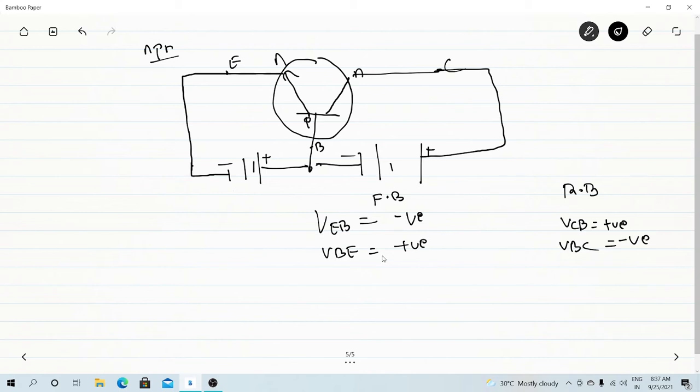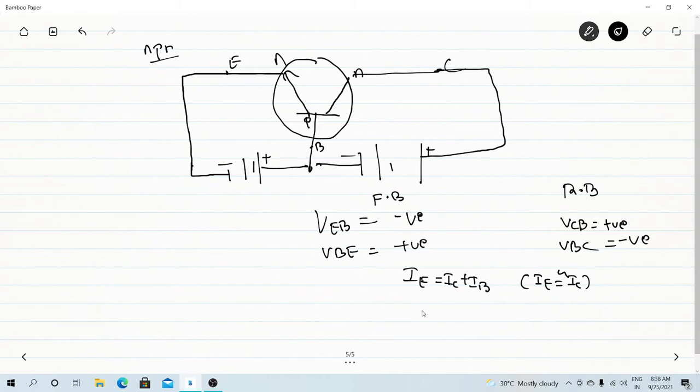The next thing is that IE is equal to IC plus IB, and all the conditions are going to be valid. In this case also, IE is equal to IC plus IB, and you can neglect IB since it is very small, and write IE nearly equal to IC. This condition will be valid in all types of transistor.